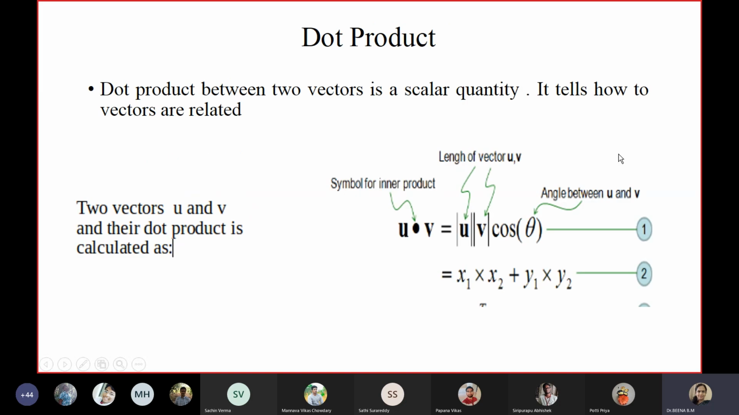And here the dot product between two vectors is a scalar quantity, and here you are taking the dot product and cos theta. Here the angle between u and v, and u and v are denoted as x1 into x2 plus y1 into y2. What are x and y here? X are the independent variables, y are the dependent variables, or in other words, these are the outputs or the labels.